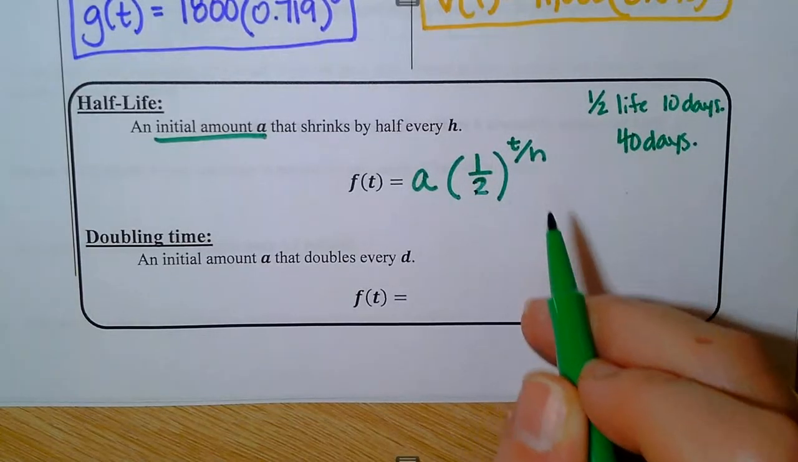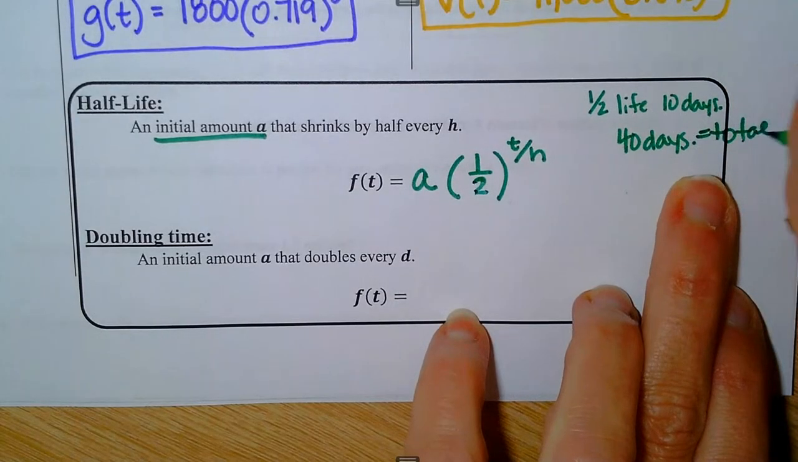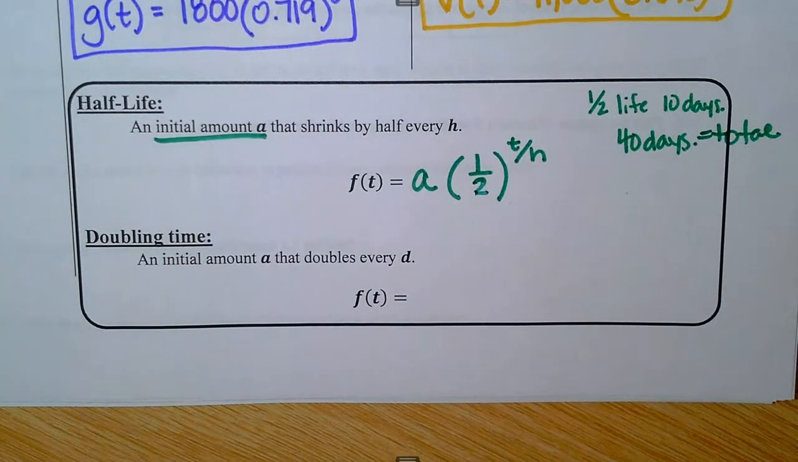So the 10 goes to the H, 40 goes to the total, like your total time. Yep. And then your H is your half-life. Does that make sense?